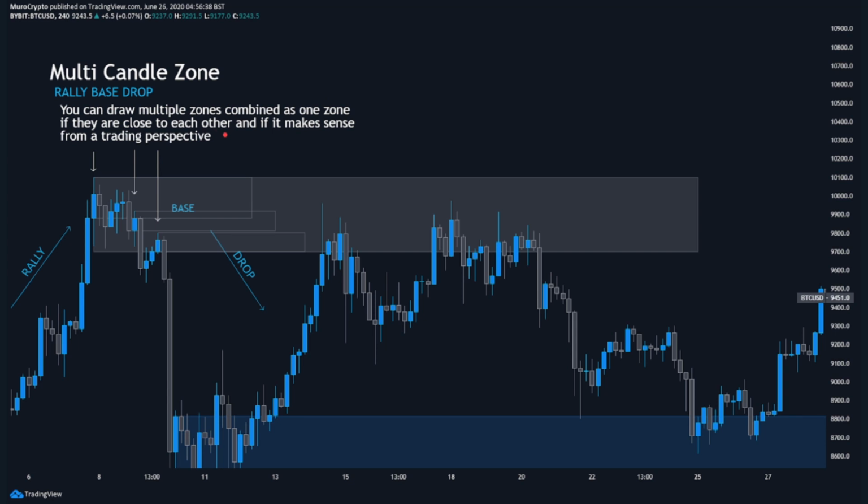The multi-candle zone basically means that you can combine multiple zones that are close to each other. So here you have a rally base drop zone, this one here. Shortly after that, because the price makes lower lows, you have another supply zone formed here with this candle, and then another one. So you have 1, 2, 3 supply zones formed shortly after each other. To make it easier, you can draw them as one zone.